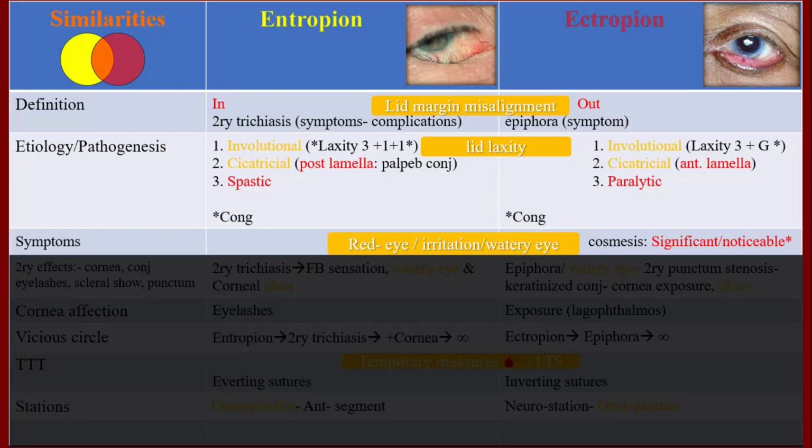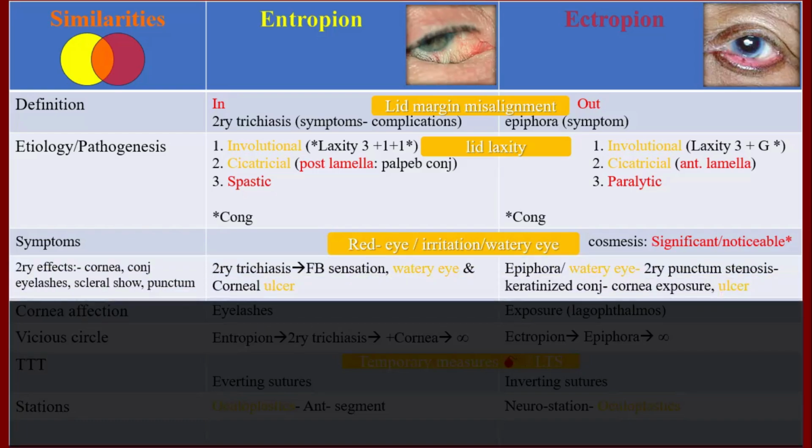Here I inserted this asterisk because sometimes the ectropion is not visible. When we are talking about early ectropion, like medial ectropion involving only the punctum. So be careful, sometimes the ectropion, medial ectropion, like first grade, is easily overlooked. The next point in the table regards secondary effects on structures like cornea, conjunctiva, eyelashes, sclera show, and punctum. So in entropion, we have secondary trichiasis. As a result of entropion, there must be secondary trichiasis, resulting in foreign body sensation, lacrimation, watery eye, and corneal ulcer. While in ectropion, we have epiphora and lacrimation, so both result in watery eye.